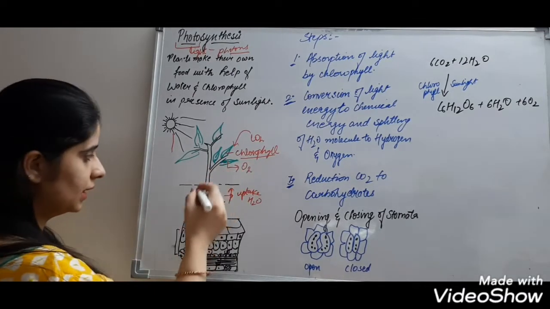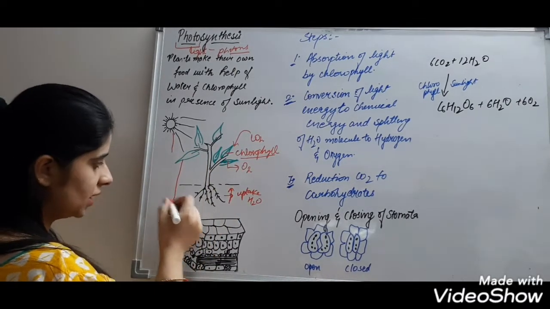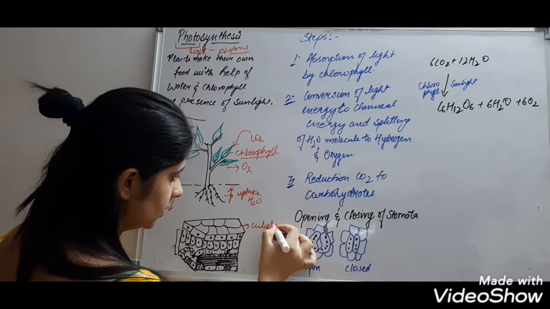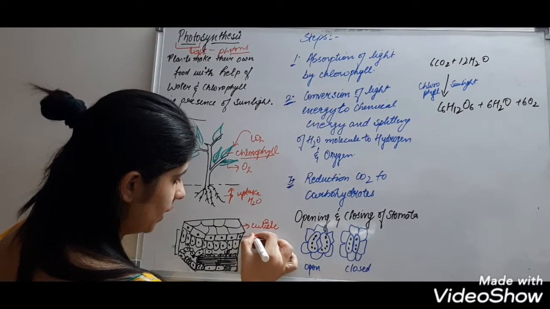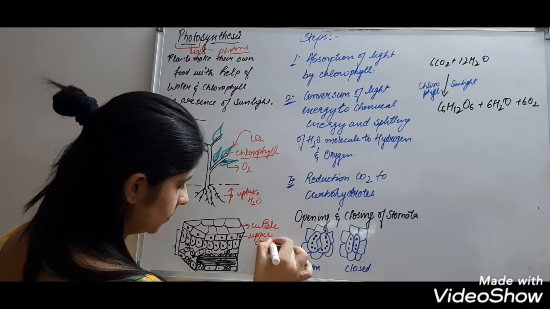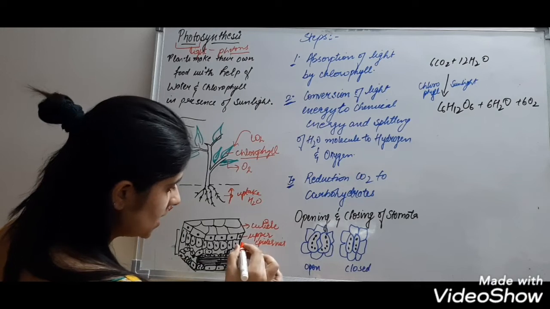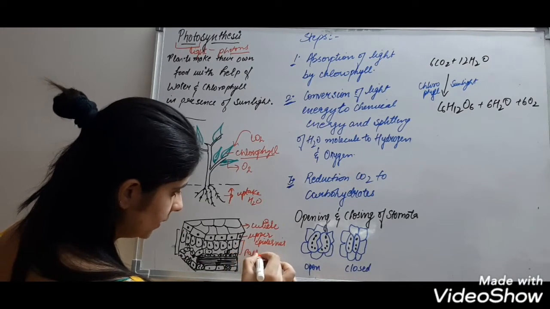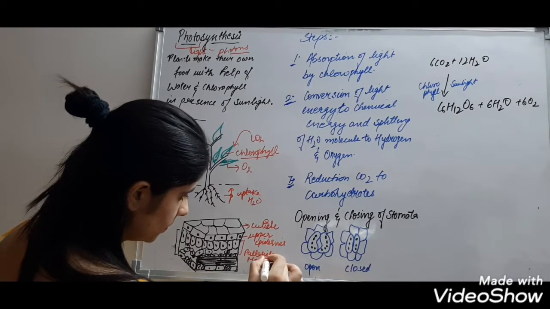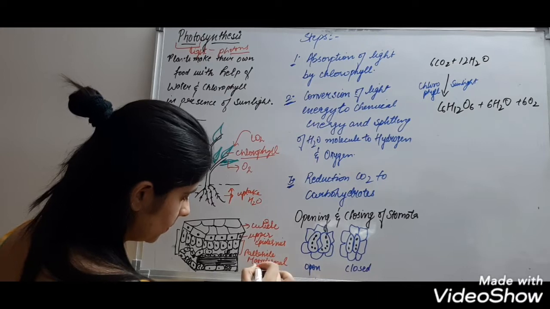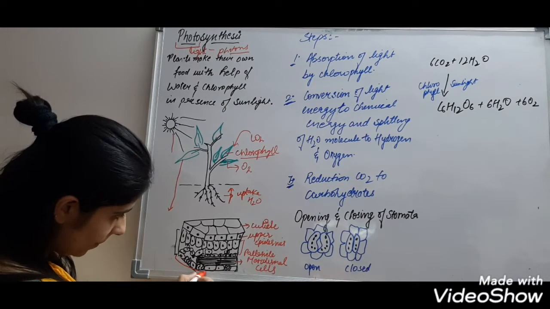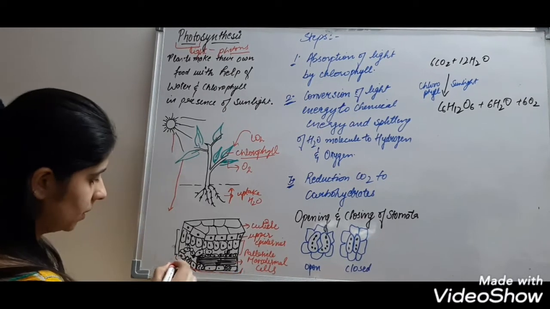What happens if we see the cross section of the leaf? This is the cuticle layer. This is the upper epidermis. These are the palisade mesophyll cells. These are the veins. And this is the lower epidermis.